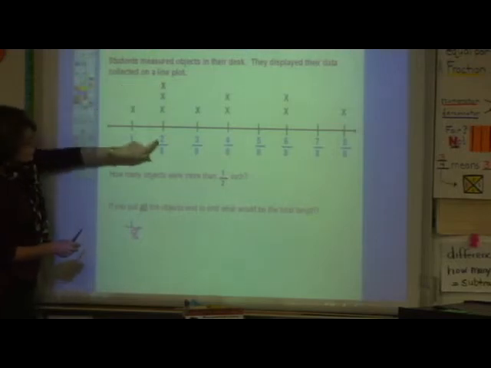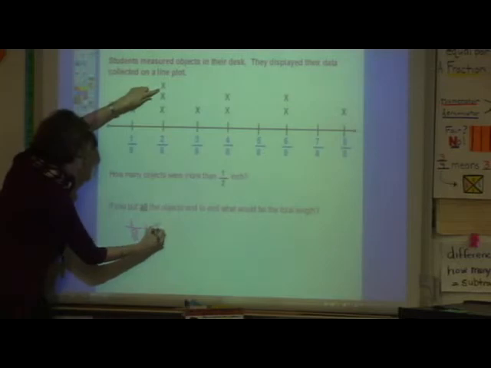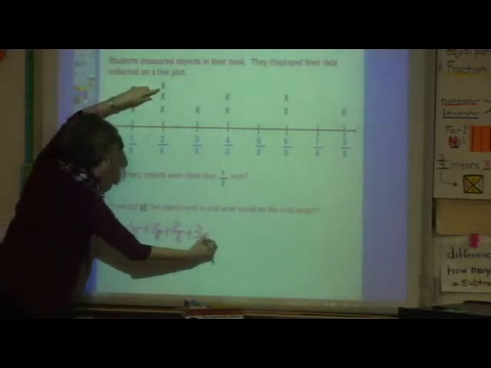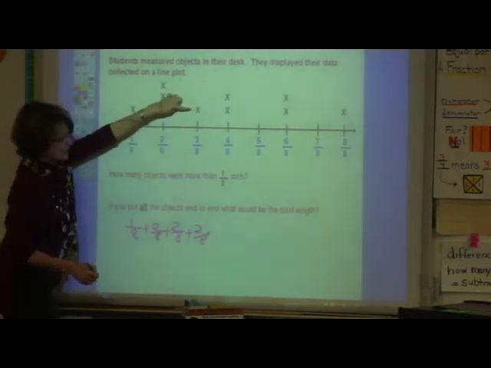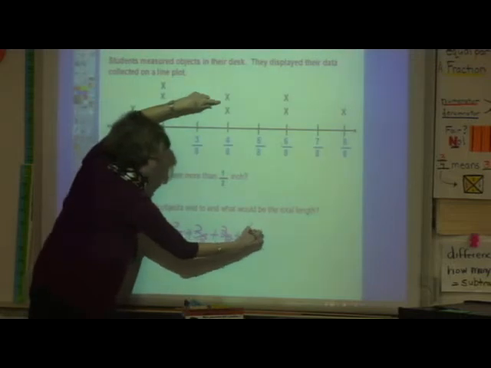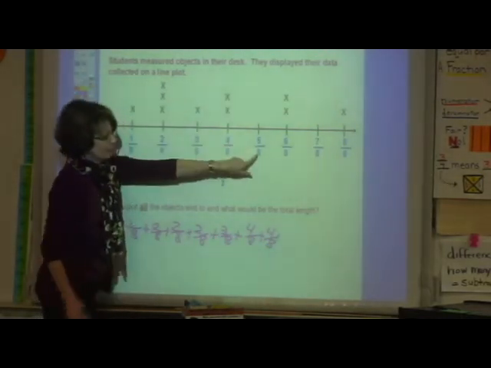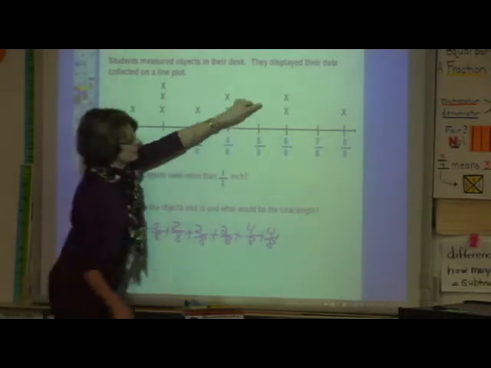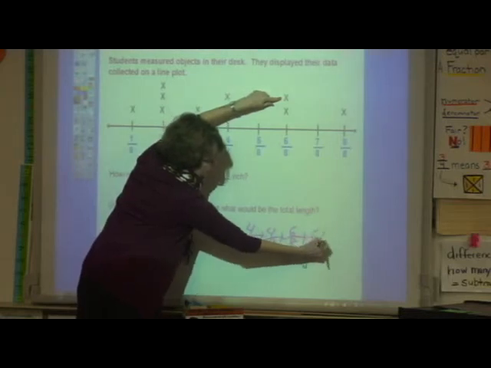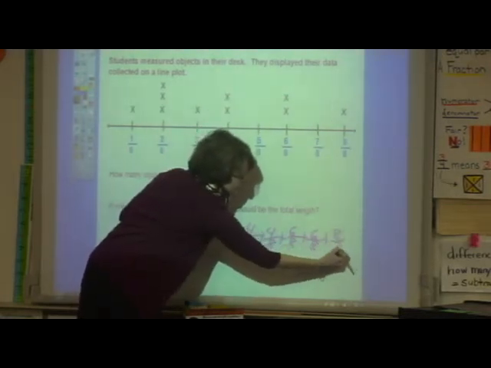How many students had 2/8? 3. So they would write that down 3 times. So 2/8 plus 2/8 plus 2/8. How many for 3/8? Plus 3/8 plus 4/8 plus 4/8. No 5. They don't have to record 0 right there. Plus 6/8 plus 6/8 and then plus 8/8. What would be that question again?